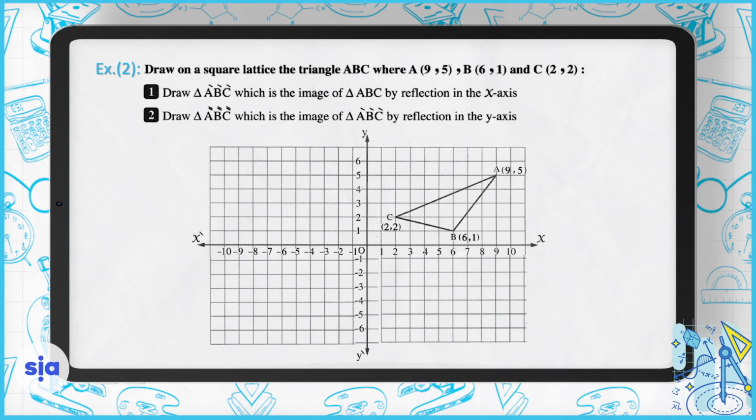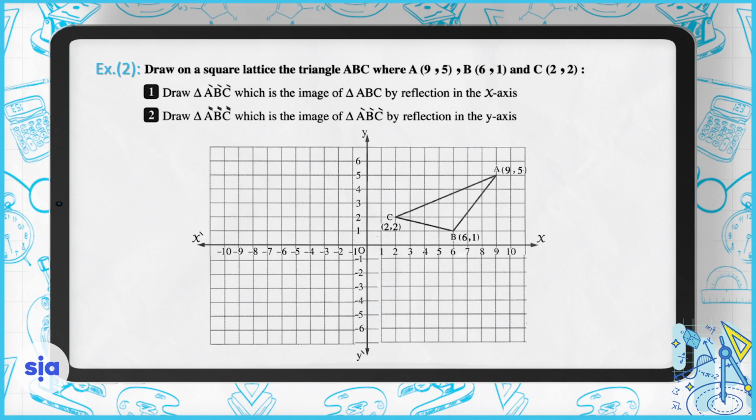Exercise number 2. Draw on a square lattice the triangle ABC where A has coordinates 9 and 5, B has coordinates 6 and 1, and C has coordinates 2 and 2. The question wants me to draw triangle A dash B dash C dash, which is the image of ABC by reflection in the x-axis.